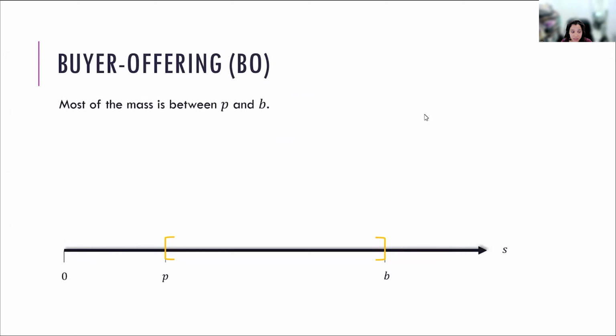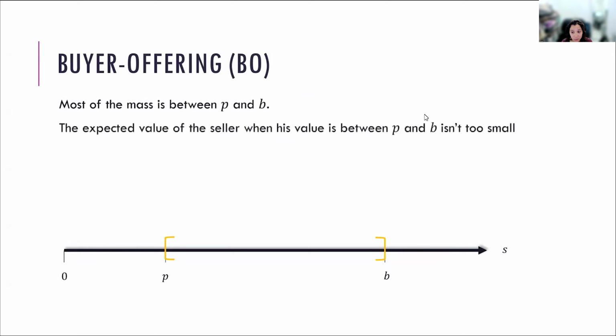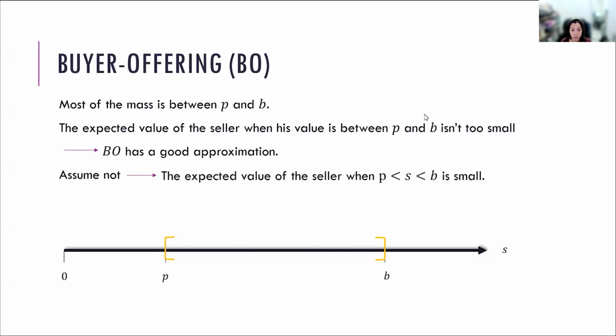We consider the case that most of the mass of the seller's distribution is between P and B. Now, if we show that the expected value of the seller when his value is between P and B is not too small, then it will mean that the buyer offer mechanism has a good approximation. Okay, so we assume that this is not the case. We assume that the expected value of the seller when his value is between P and B is small. And so it means that there exists a point, P prime, that is close to P, that has a high CDF. So most of the seller's distribution is going to be smaller or equal to P prime.